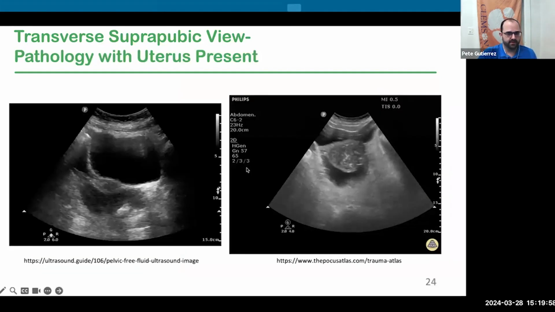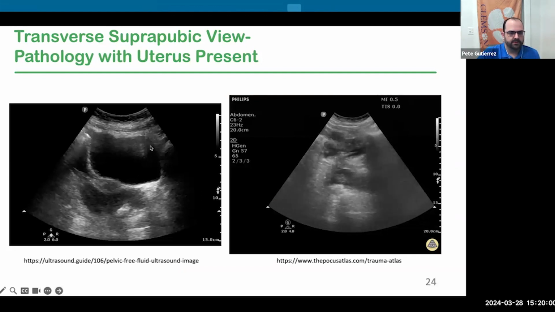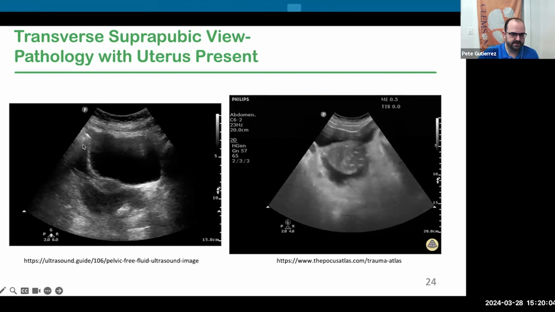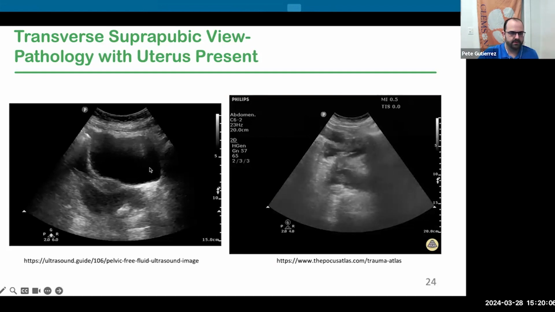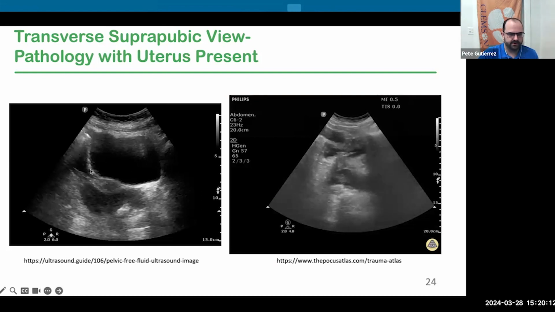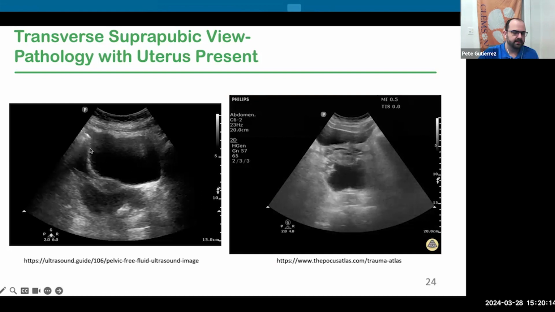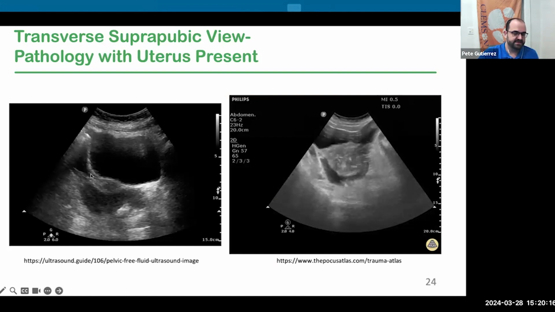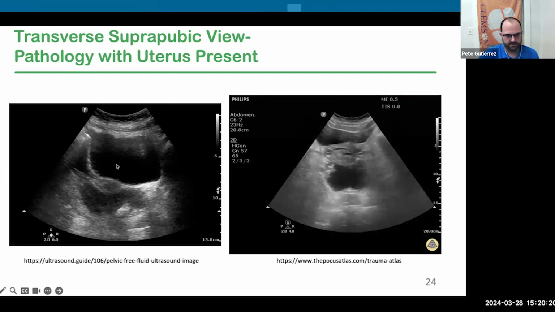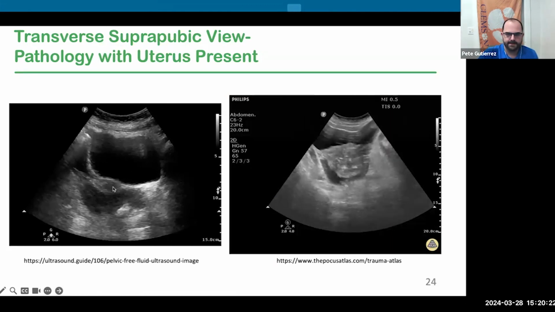So this is what that's going to look like. On this pelvis with a uterus in the transverse, we have bladder, we have the uterus right there, and then this is the pouch of Douglas directly behind that. We can see a little bit of fluid kind of creeping out the side of the bladder over here, but notice there's no free fluid between the bladder and the uterus.